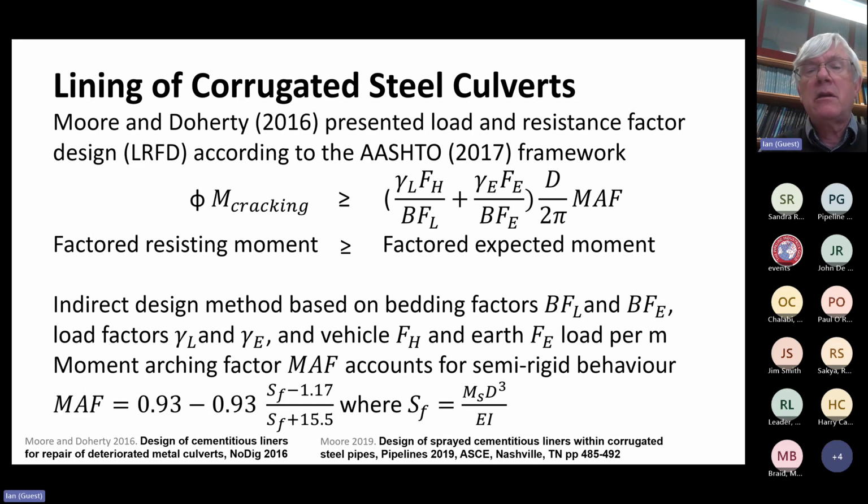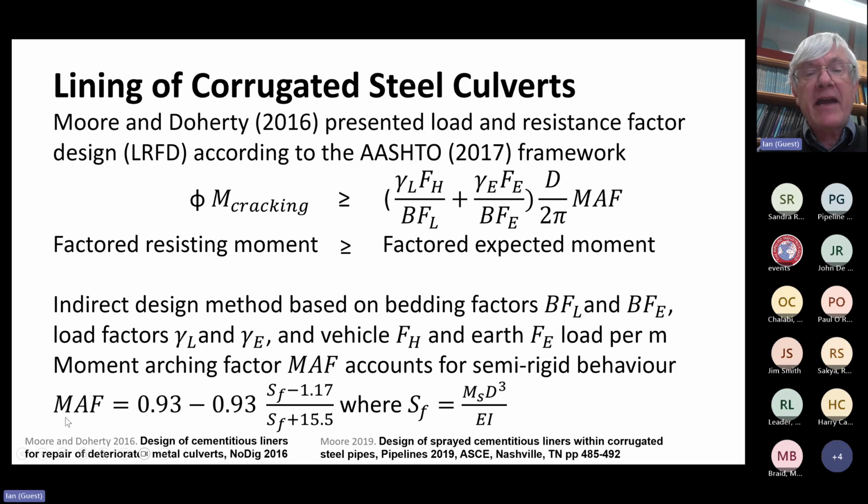moment resistance, which is the moment that will produce cracking in this sprayed liner, exceeds the factored demand, the expected moment due to vehicle load and moment due to earth load. And so this equation is this load and resistance factor design framework, and details of that are presented in this paper down here. That particular design method allows us to take account of the stiffness of the repaired system based on what's called the moment arching factor.